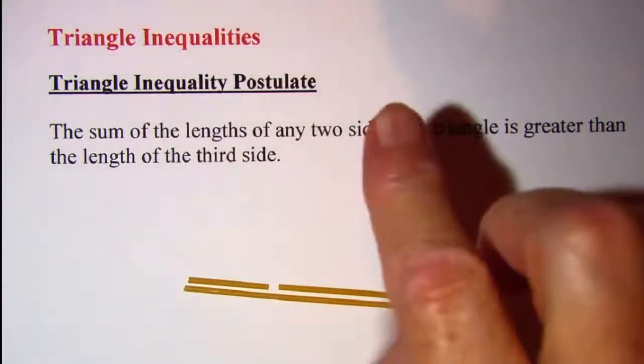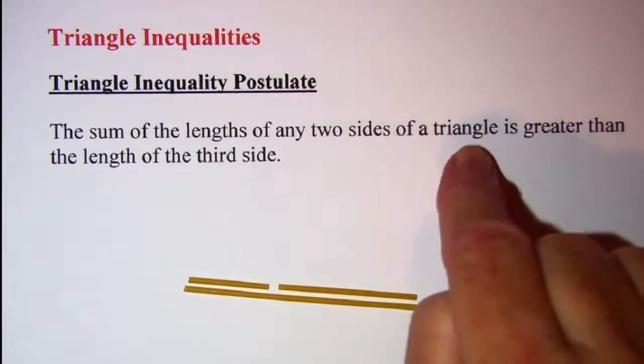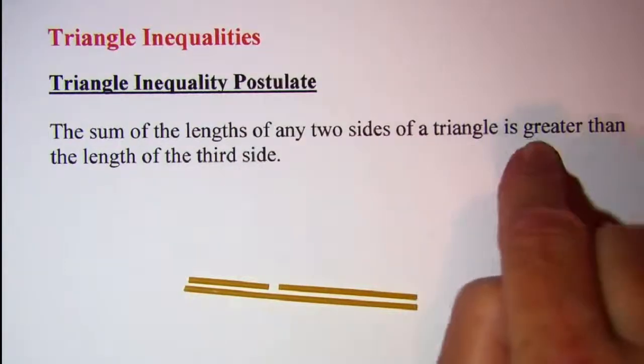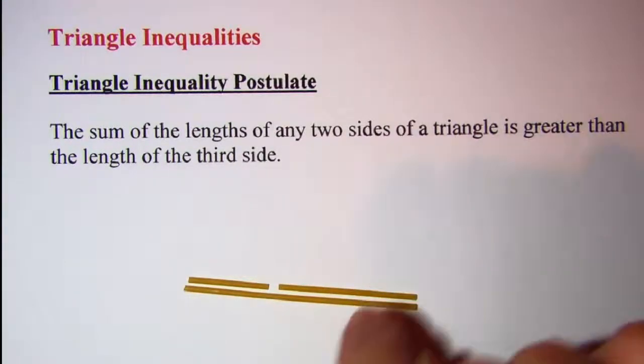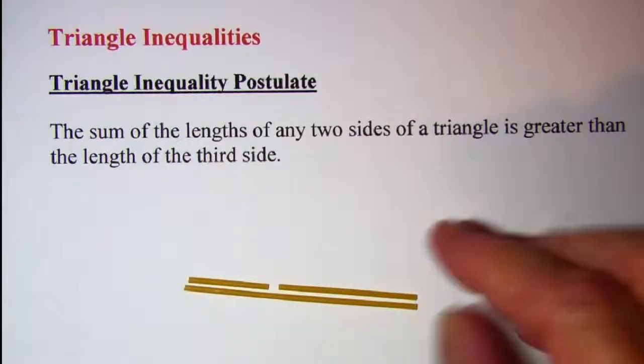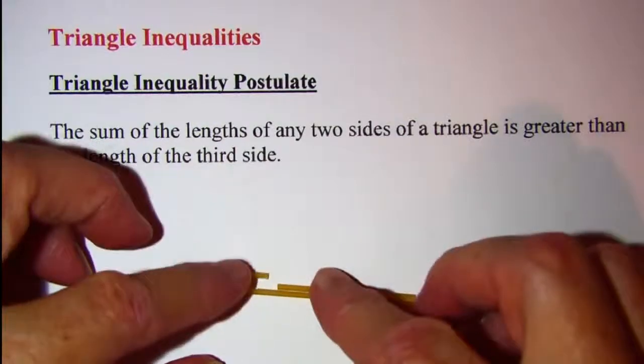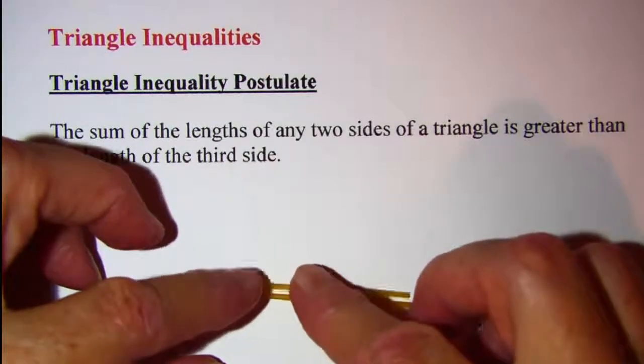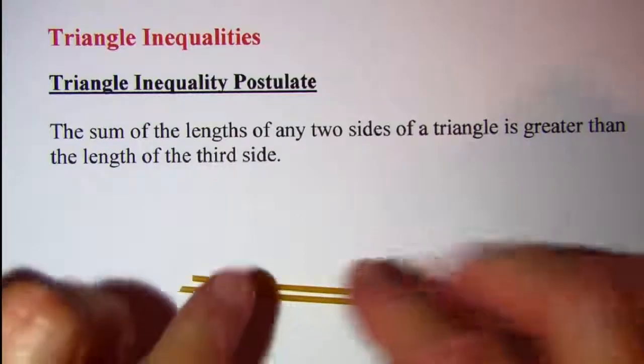So the sum of the lengths of any two sides of a triangle can't even be equal to the length of the third side. It has to be greater than, because if it's equal to, it'll come down and meet right here in this point right there.